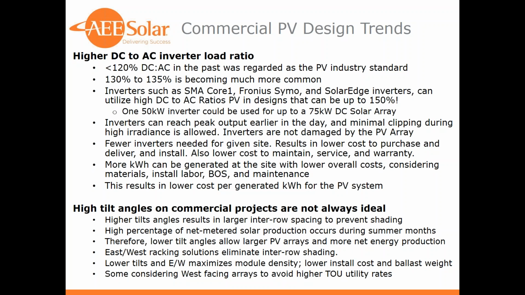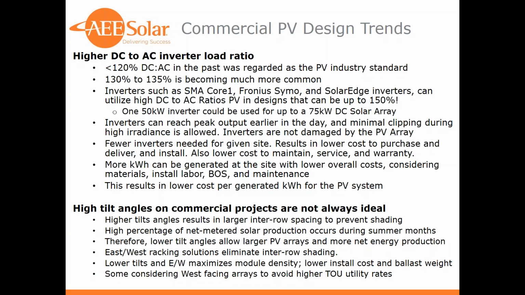In addition, some installers still are insisting on higher tilt angles for rooftop commercial projects. Those higher tilt angles result in larger inter-row shading spacing, to prevent shading of one row on the second row of modules. A high percentage of net meter solar production occurs during the summer months when the sun is high up in the sky. That lower tilt angle allows larger PV arrays and a more dense solar array to be deployed. And overall, that gets you more net energy production for your customers.